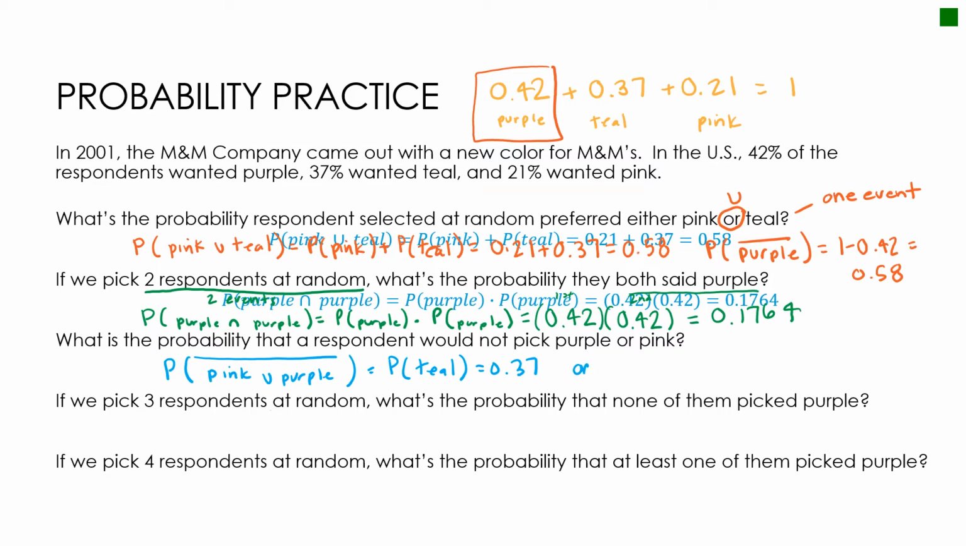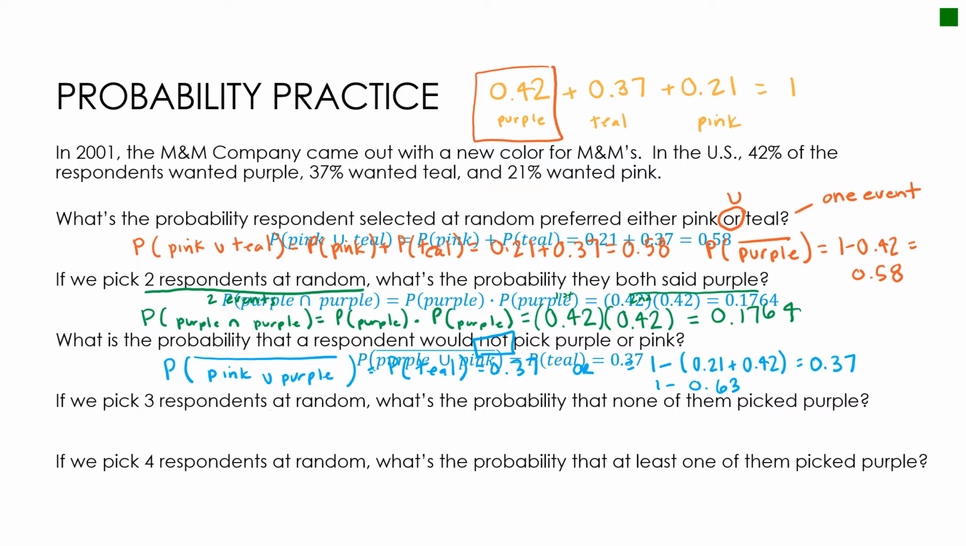Otherwise, I could have found 1 minus, and then I would have added pink, which is 0.21, and added purple, which is 0.42, and subtracted that from 1 because it's a not question, which makes it a complement. And again, I would have gotten the same result because when I added these two together, I would get 0.63.